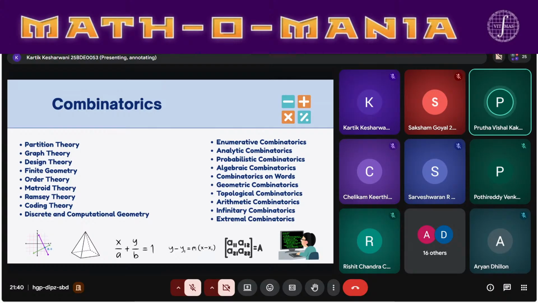Algebraic combinatorics combines algebra with combinatorics. Fourier analysis on groups helps study symmetry, representation theory, and combinatorial structures algebraically.